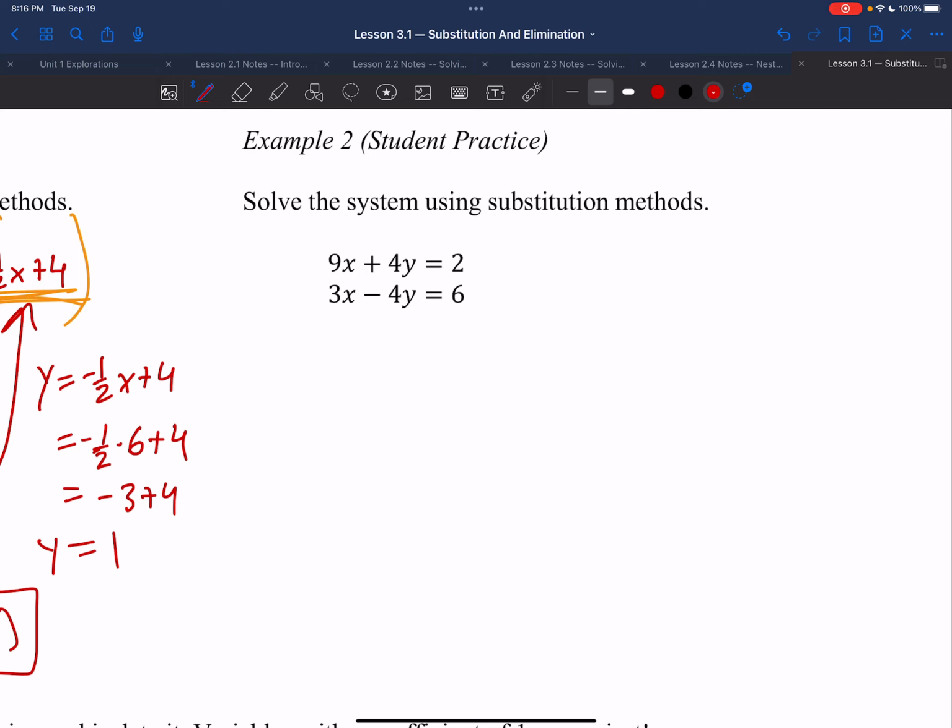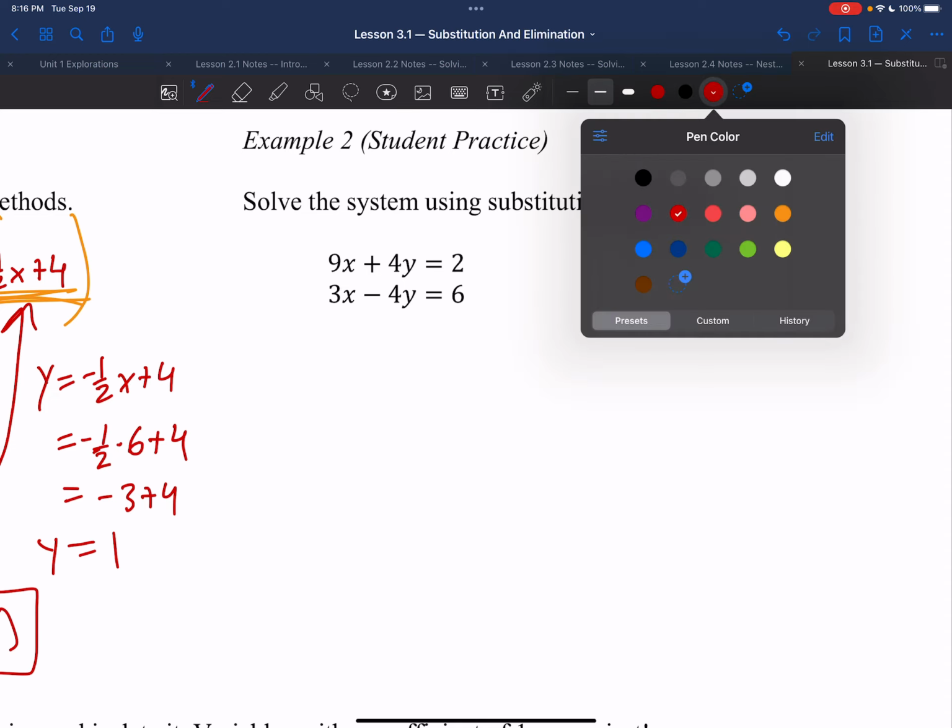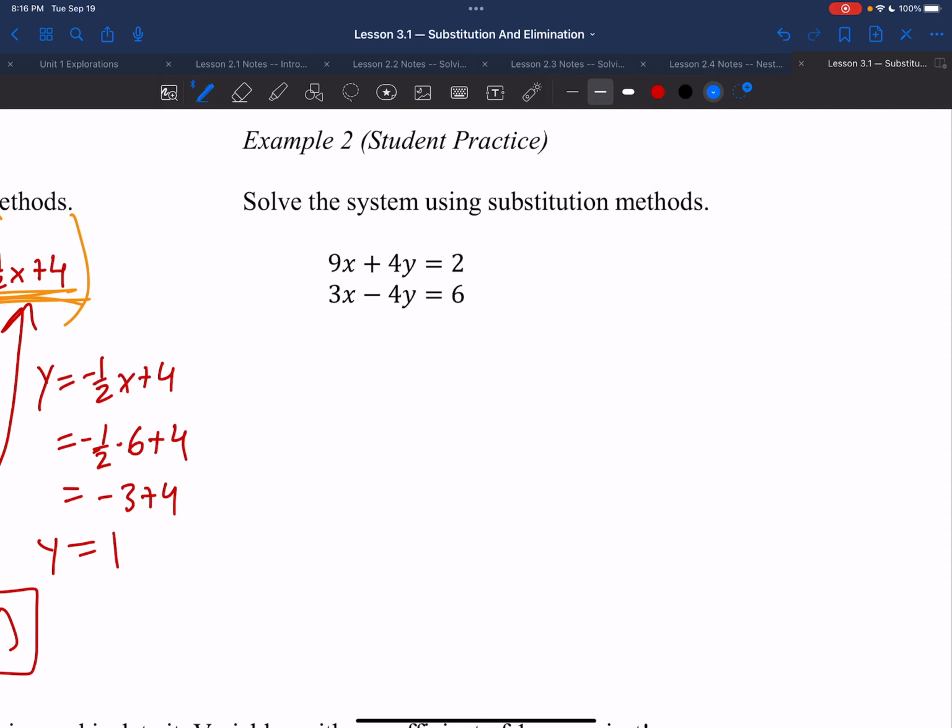So pause the video if you want to try that. I'm going to go over the answer now, and I'm going to switch to blue. We're still going to focus on substitution. We're going to talk about the other technique in a second. And those of you who know the other technique are going to be frustrated with this, saying there's an easier way to do it. And I know that.